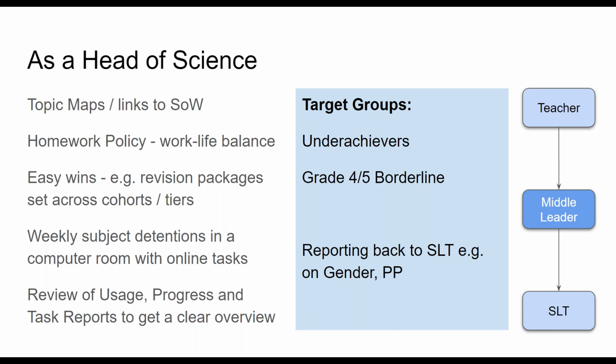So in my science department, we would always have these underachievers that we would identify through science department meetings. We'd make a little group of those and we'd track what they were doing. If they were underperforming, we'd call them in for a little bit of extra work. We'd target the 4-5 borderline.